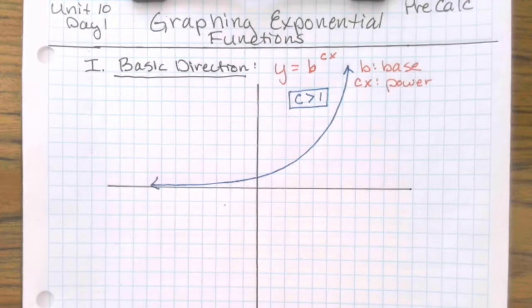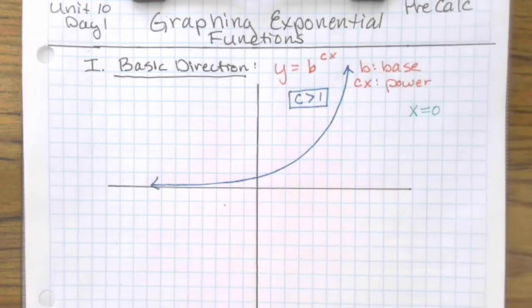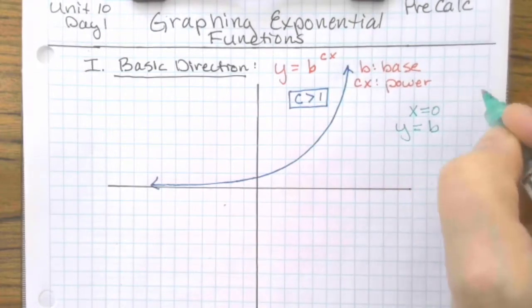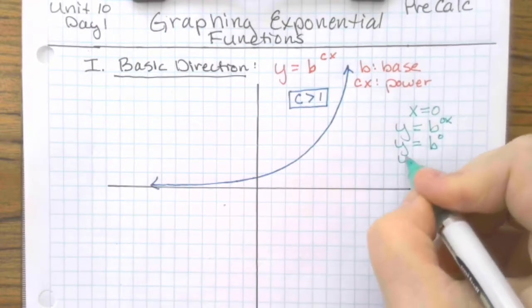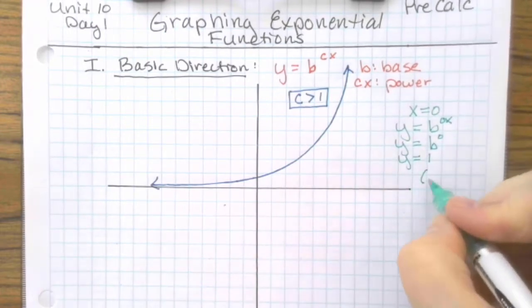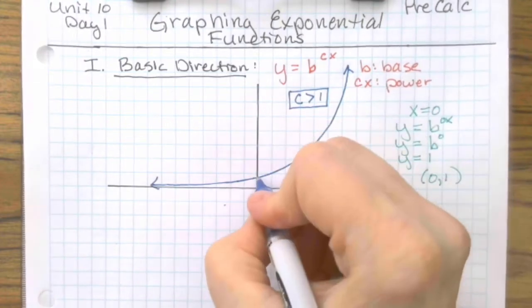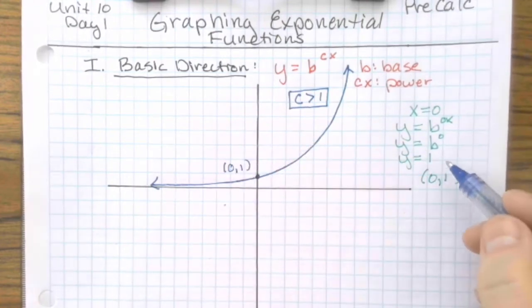Now, you know that any number to the power of 0 equals 1. So if x is 0, because of how this is put together, y is going to be equal to b to the power of 0x, which is b to the 0, which is 1. So one of the key points that we have is the point (0, 1), and that would be right here. And that has to do with the property of 0.